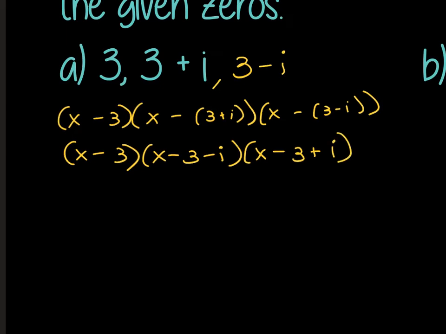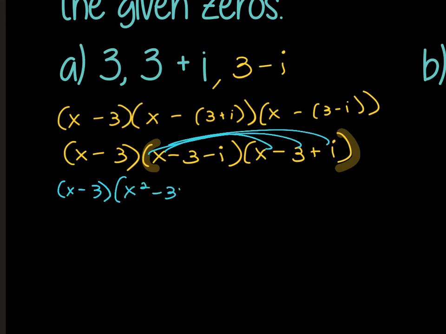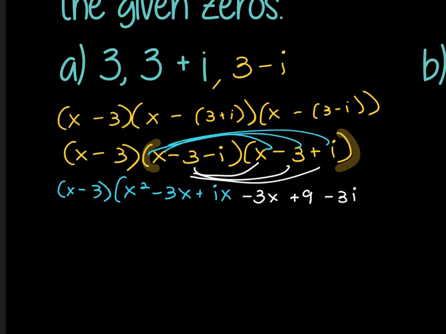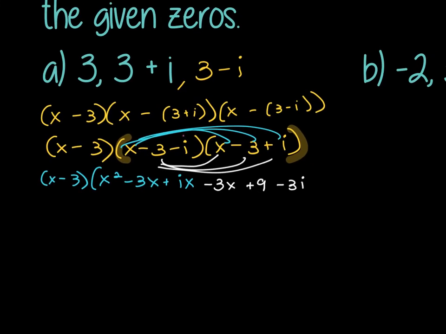And then I want to work them out. My advice is do the i's first, because if you multiply conjugates, they should cancel out. After that point, you shouldn't have any more i's. So I still have x minus 3, but then first would be x squared minus 3x plus ix. Then negative 3x plus 9 minus 3i. Then negative ix plus 3i minus i squared.